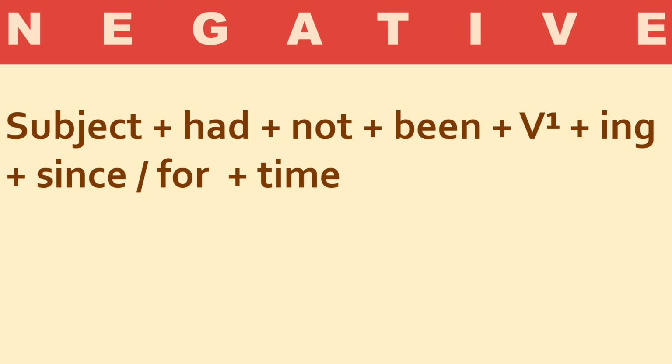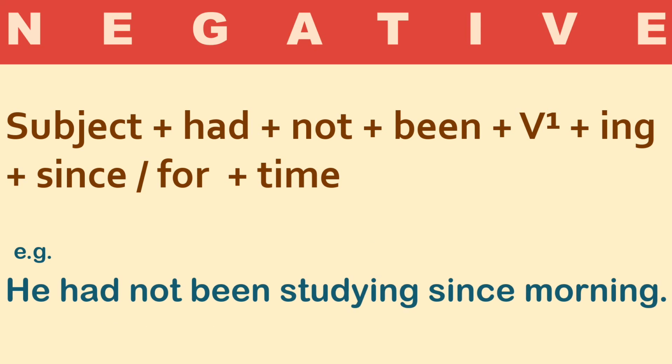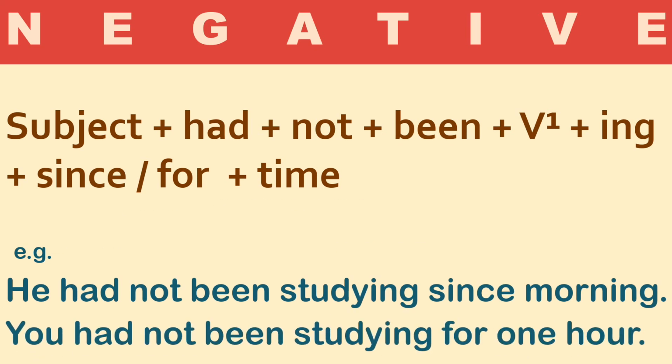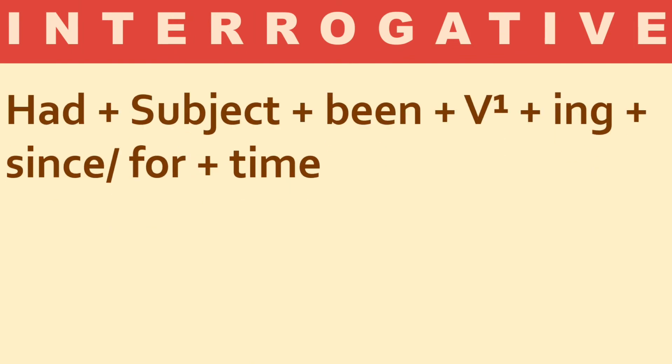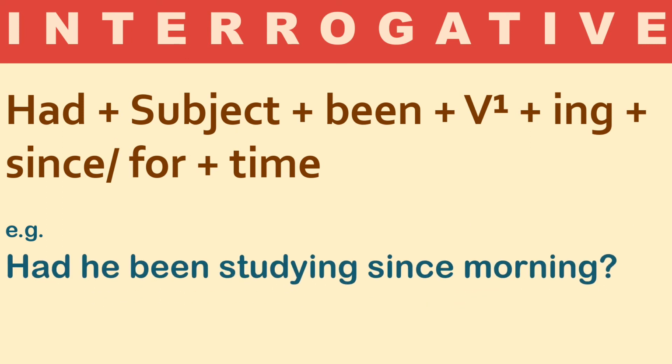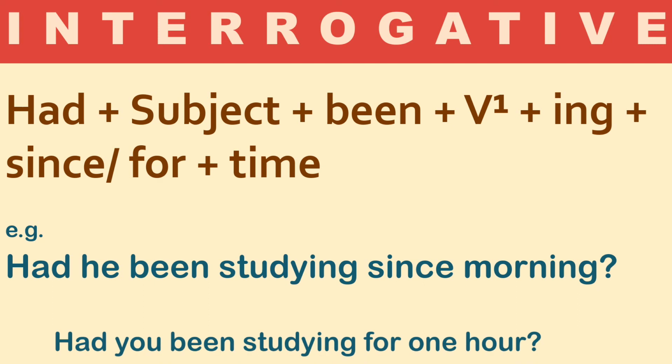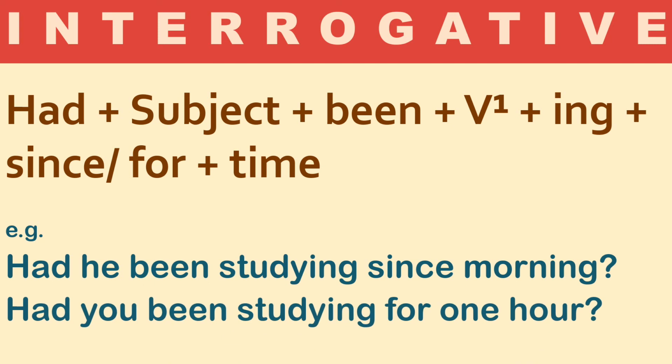Negative tense, had not been. This will be your helping verb and with the first form of verb ing. He had not been studying, or you had not been studying for 1 hour. Interrogative sentence, your helping verb will be written first, had, then subject, then been. Had he been studying since morning, or had you been studying for 1 hour?